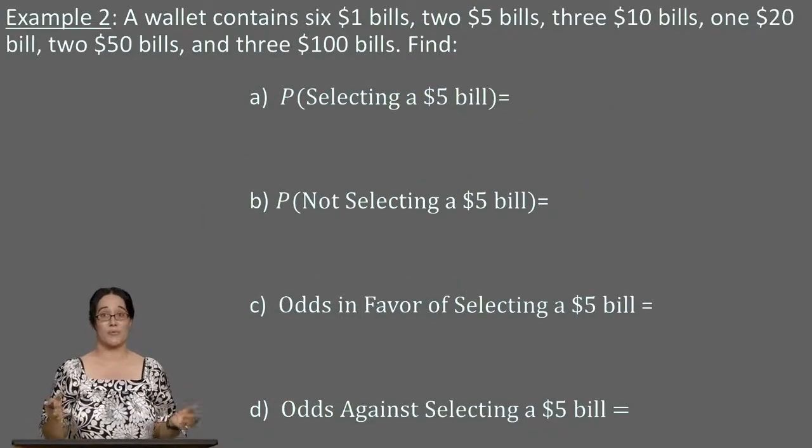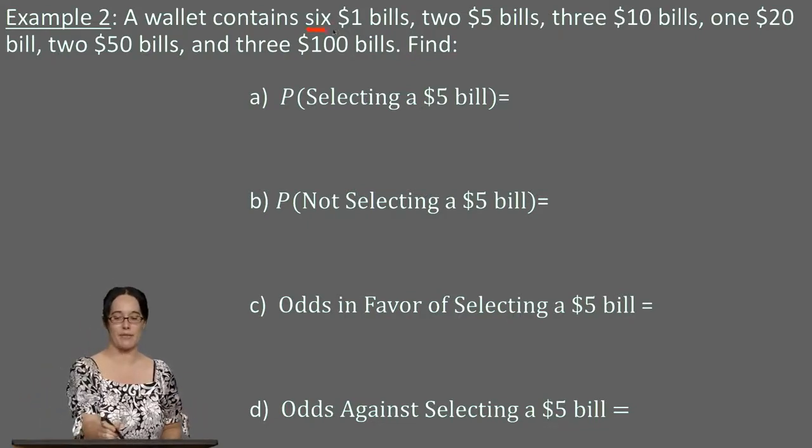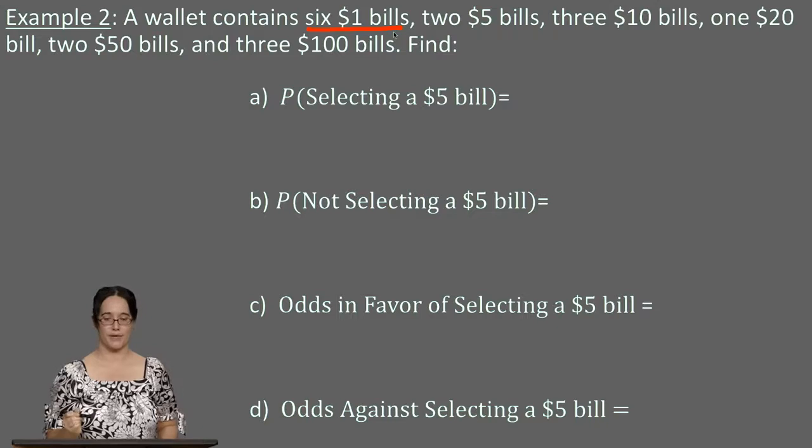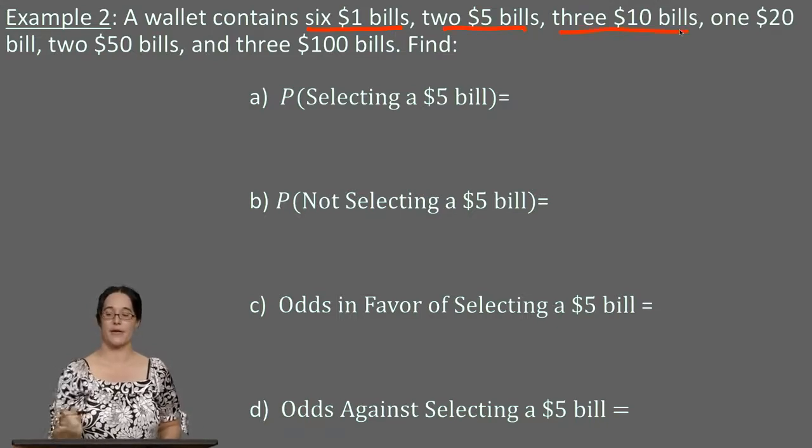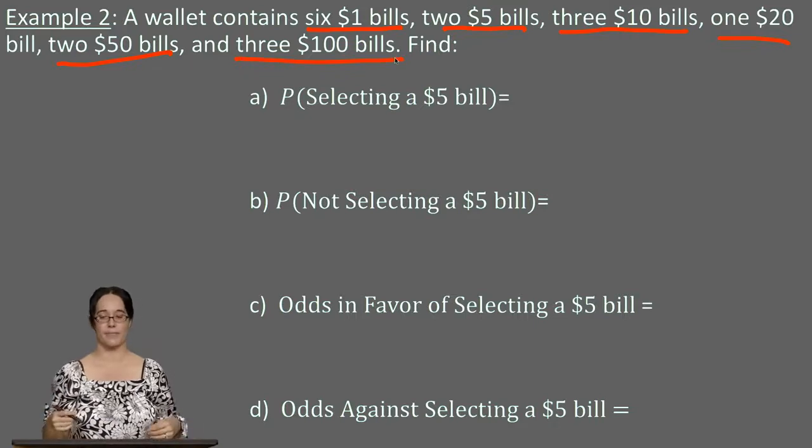Suppose instead of marbles, we're talking money. So we have a wallet. Hopefully it's your wallet. You're not looking at anyone else's. And in this wallet, there happen to be 6 $1 bills, 2 $5 bills, 3 $10 bills, 1 $20 bill, 2 $50 bills, and 3 $100 bills. Okay. So it doesn't matter the currency. This is just an example of having different items that we're choosing from.